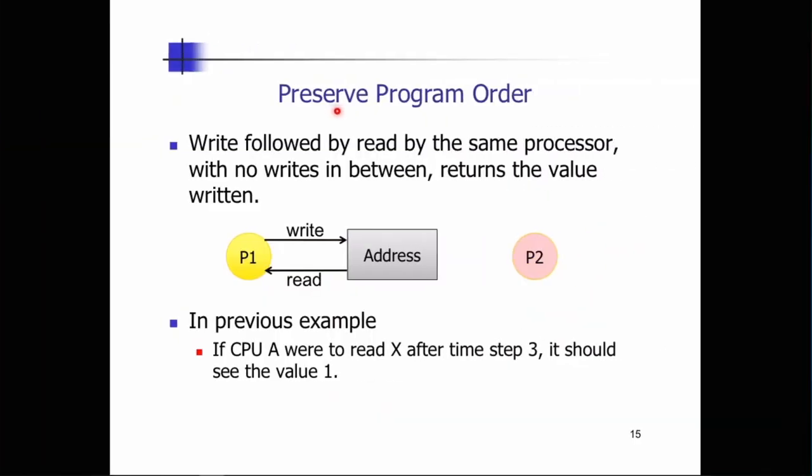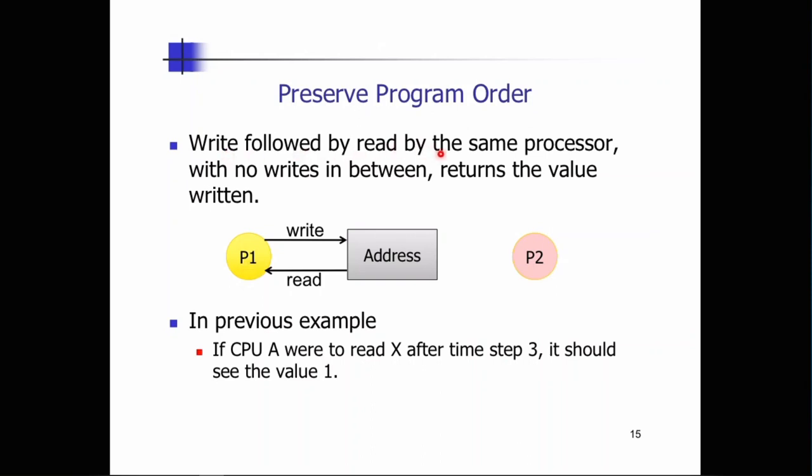The first one is preserve program order. So let's suppose we have a situation in which we have two processors, processor 1 and processor 2, that are trying to interact with a certain address in memory. And over here, we have a write followed by a read by the same processor. So in this particular example, processor 2 is not in play. We are writing to the address in memory and reading from the same address on the same processor.